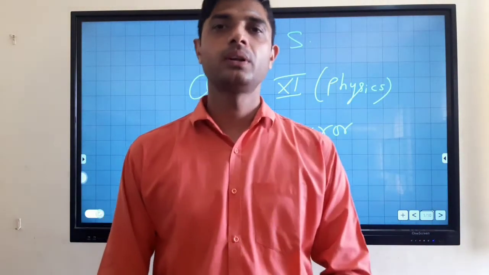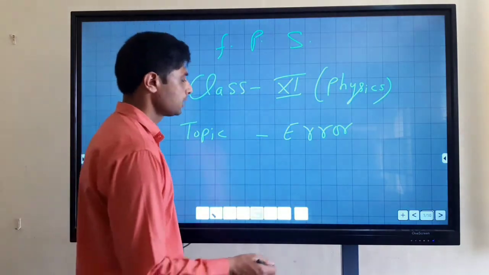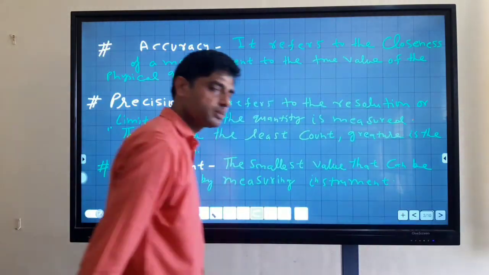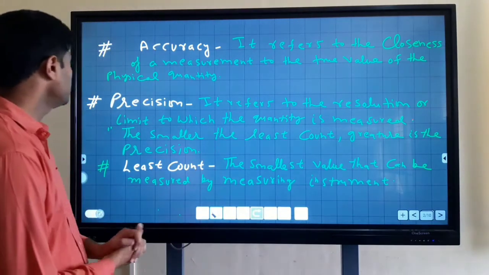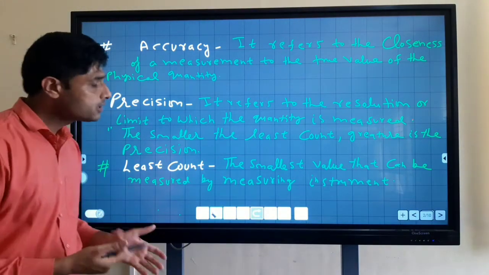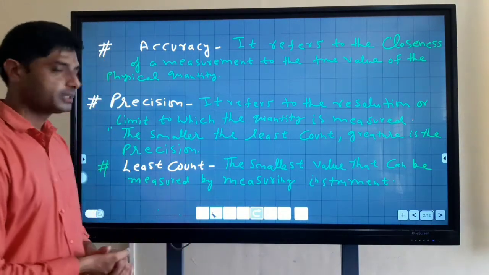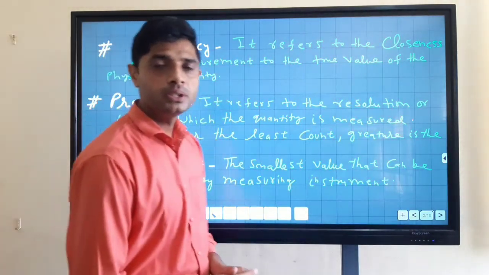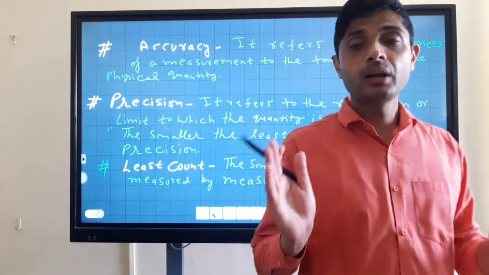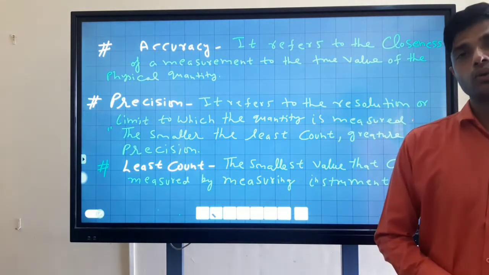Today I am going to take a lecture of a class, and today's topic is error. Before I explain about error, I want to explain some terms: accuracy and precision. What is accuracy? It refers to the closeness of the measurement to the true value. It means how close the experimental reading is to the true value.